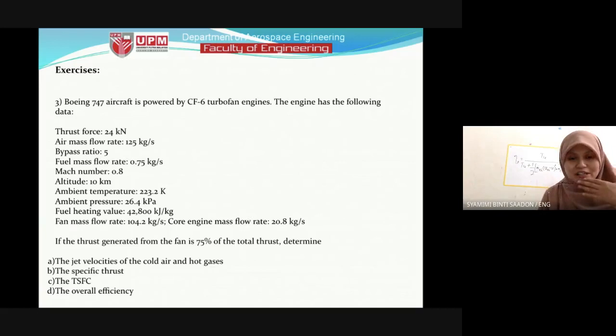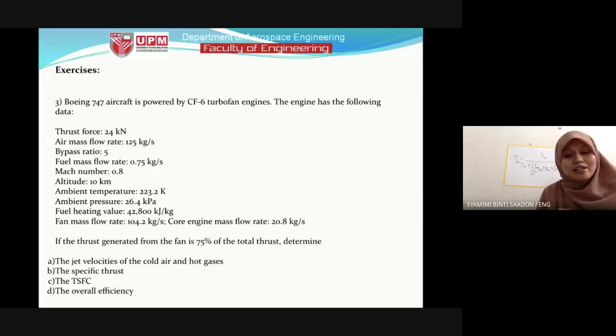Fan mass flow rate is given here. Fan mass flow rate, or the cold mass flow rate. Just now we used the term cold mass flow rate, here we use fan, so it's the same. The fan mass flow rate is the airflow that goes into the bypass duct. So 104.2, and the core engine, or the hot air, is 20 kilograms per second.